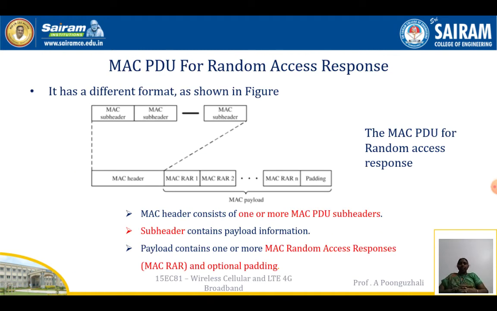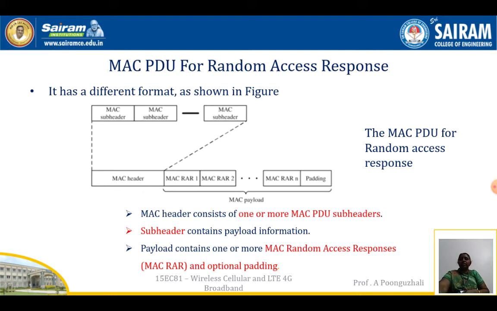The MAC PDU for the random access response is going to have a different format. In this different format, we are going to have a MAC payload and a MAC random access response. It is going to consist of one or more MAC PDU subheaders, and the payload is going to consist of one or more MAC random access responses and optional padding bits.